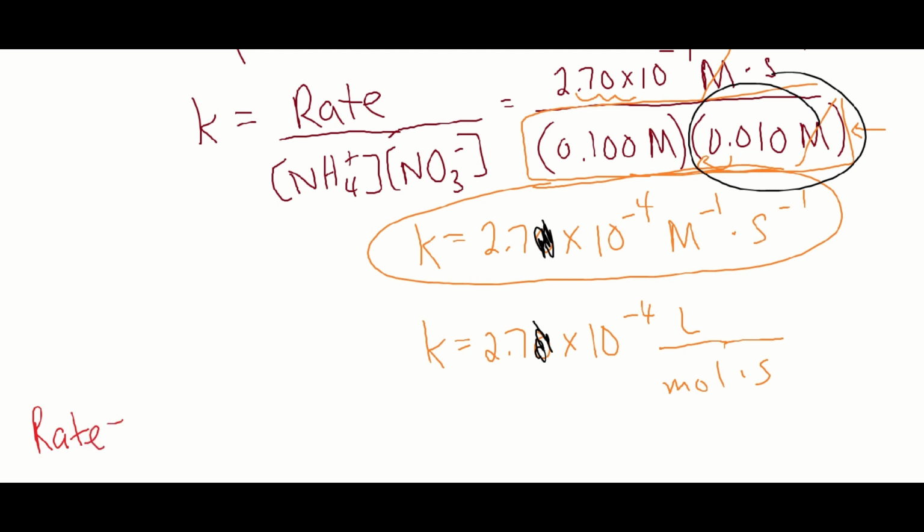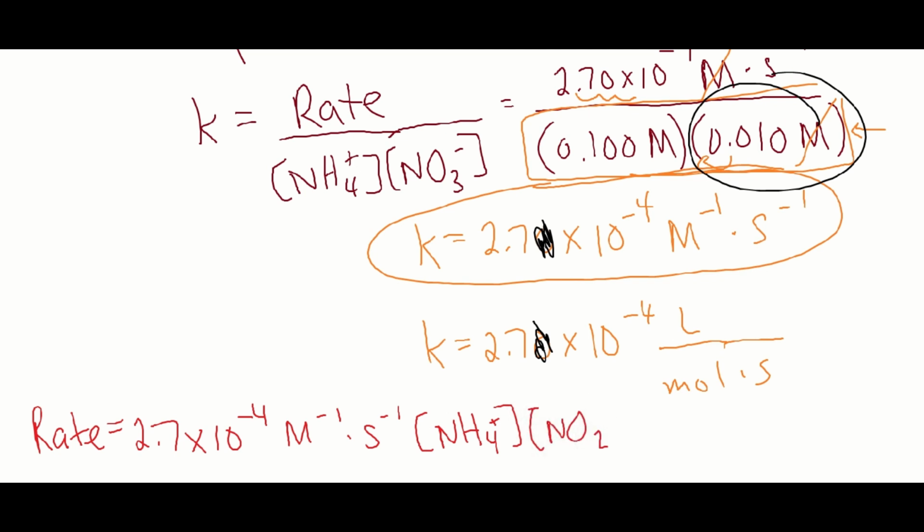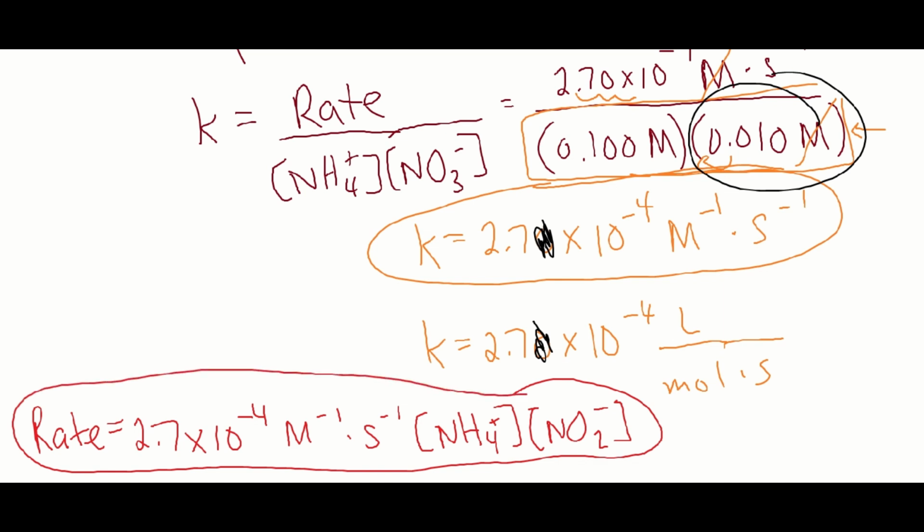So it goes as rate equals 2.7 times 10 to the negative 4 molar to the negative 1 seconds to the negative 1 times the concentration of the ammonium ion raised to the power of 1, which I'm not going to write anymore, times the concentration of the nitrite ion raised to the power of 1, which again I'm not going to write. So there's our full rate law for this reaction at this temperature. Once you change temperature, the K changes.